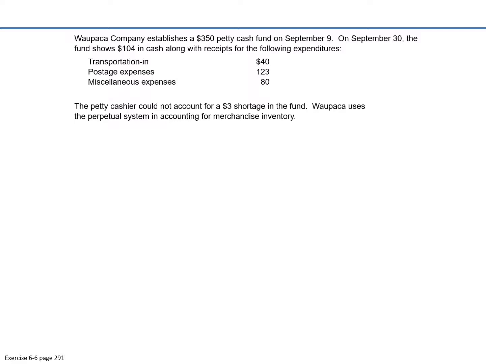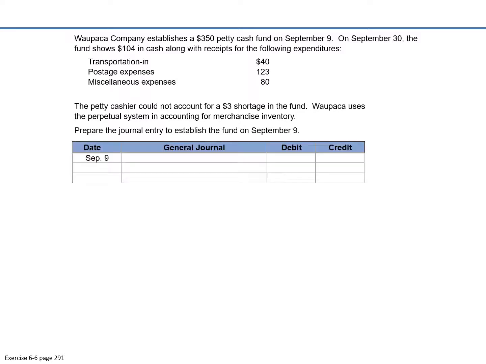Wapaka Company establishes a $350 petty cash fund on September 9th. On the 30th, the fund shows $104 in cash along with receipts for the following expenditures. So what they're asking us to do is prepare the journal entry to establish the fund on September 9th. So all we have to do to establish a petty cash fund is debit petty cash and credit cash.